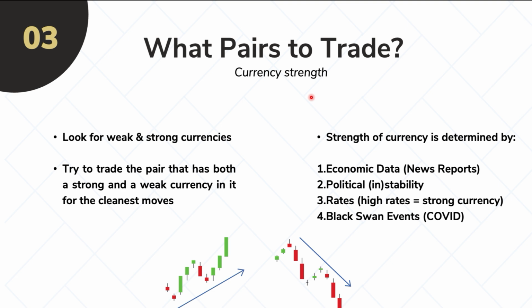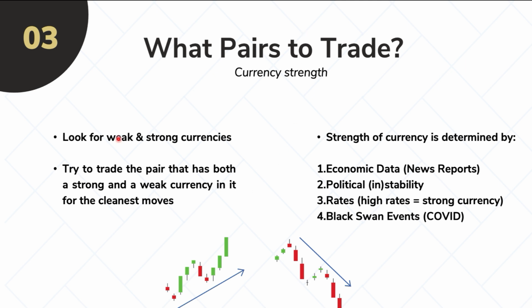So aside from trading the top 6 biggest pairs and also knowing what time you can best trade those pairs, the third framework you can use for the question of what pair you should trade is currency strength. When you are doing your analysis, look for weak and strong currencies, and try to trade a pair that has both a strong and a weak currency in it for the cleanest moves. What I mean by that is, if you, for example, have the euro and the dollar, and the euro is very strong, very bullish, so it goes up a lot, and the dollar is very bearish, it goes down a lot, that is super nice because the euro dollar will then go up like crazy, and you can have nice, clean, big moves, so you can make lots of money.